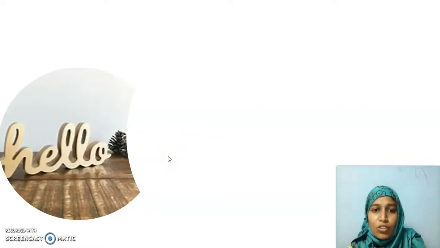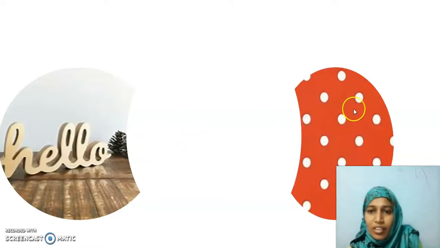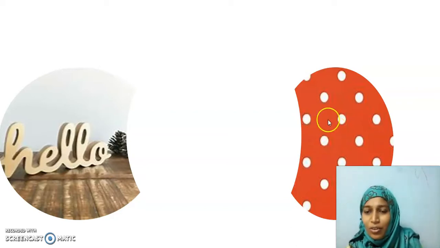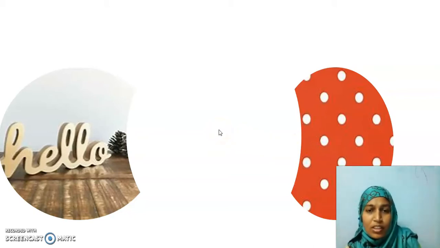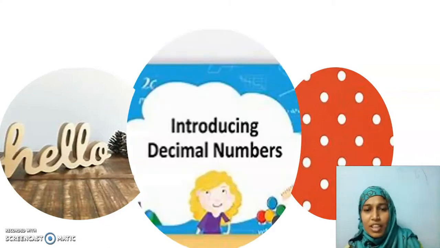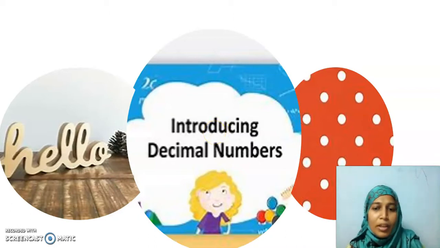Okay, now what do you see here? Something red and white. It looks like a biscuit, isn't it? A few of you may remember your annual day costumes. And it's with dots, white colored dots. So, in maths, where do we have dots? In which area do we use dots? Yes, you are absolutely right, my dear children. We are going to talk about decimal numbers. I am going to introduce you to decimal numbers.